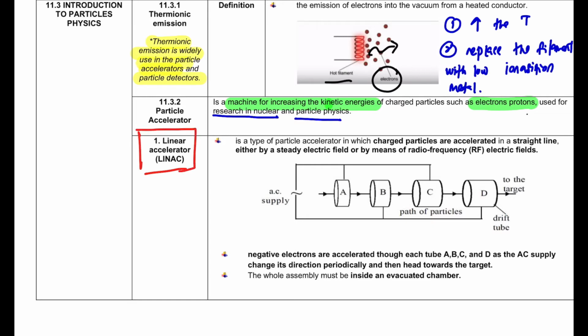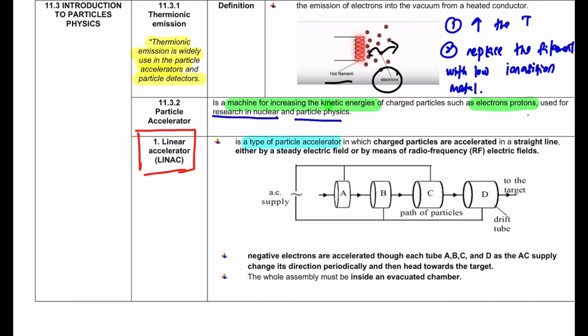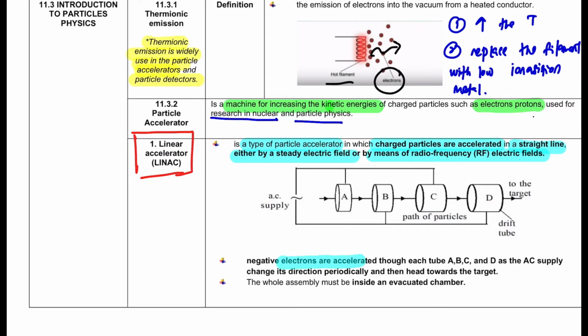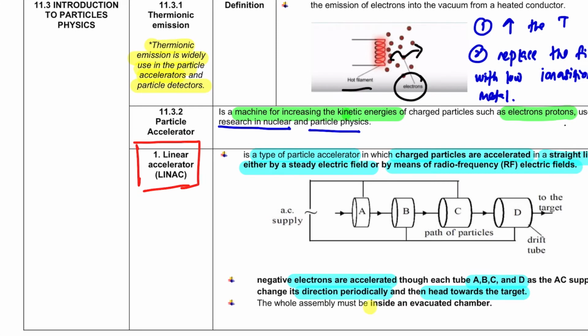It is a type of particle accelerator in which charged particles are accelerated in a straight line, either by a steady electric field or by means of radio frequency electric fields. The figure below shows a simple diagram of a LINAC. A beam of electrons is accelerated through each tube A, B, C, and D as the AC supply changes its direction, and then heads towards the target. This process must occur in an evacuated chamber.